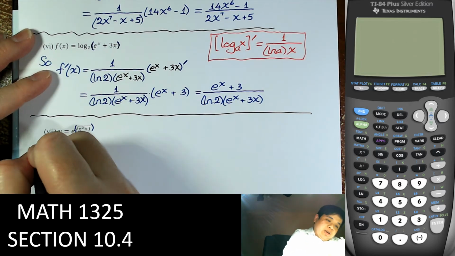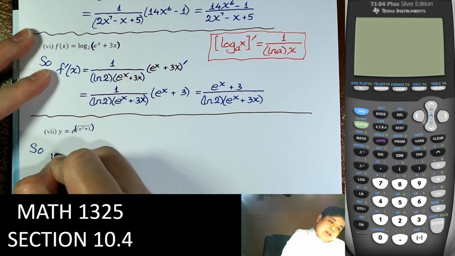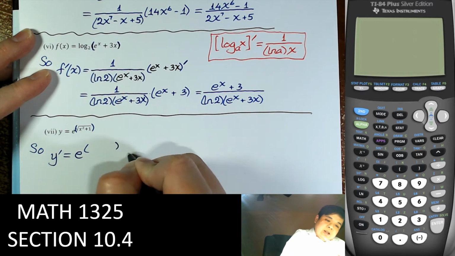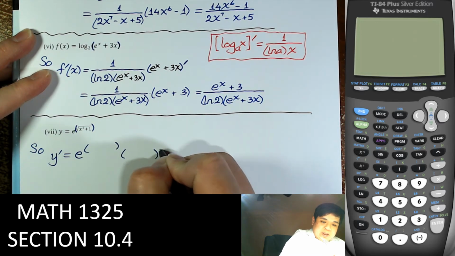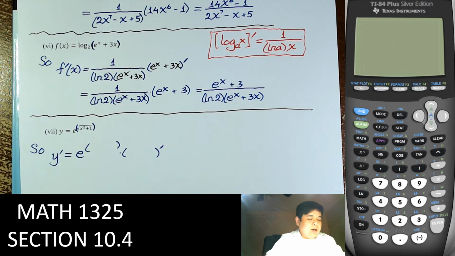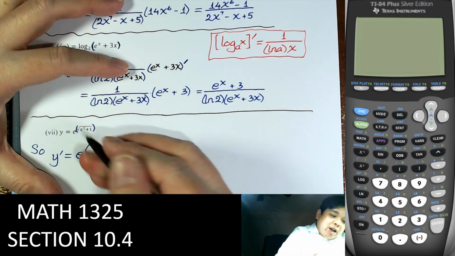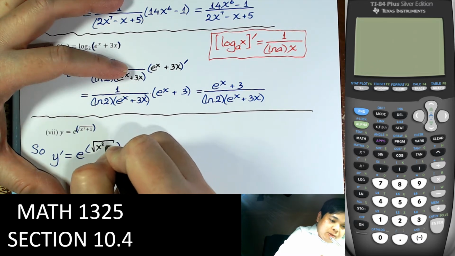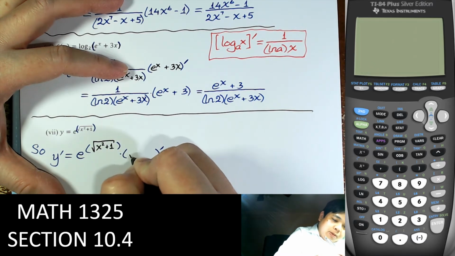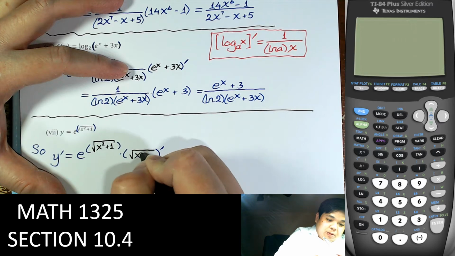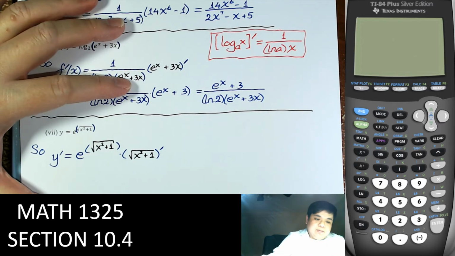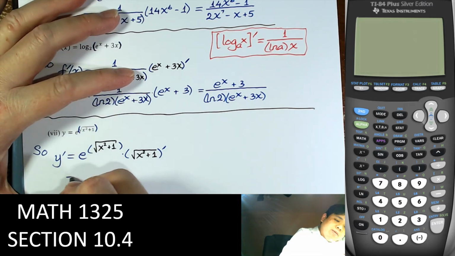So we can say the derivative is e to the parentheses and the derivative of the parentheses times it. It just happened to be square root of x squared plus 1 in the parentheses. Right? This will be the same.